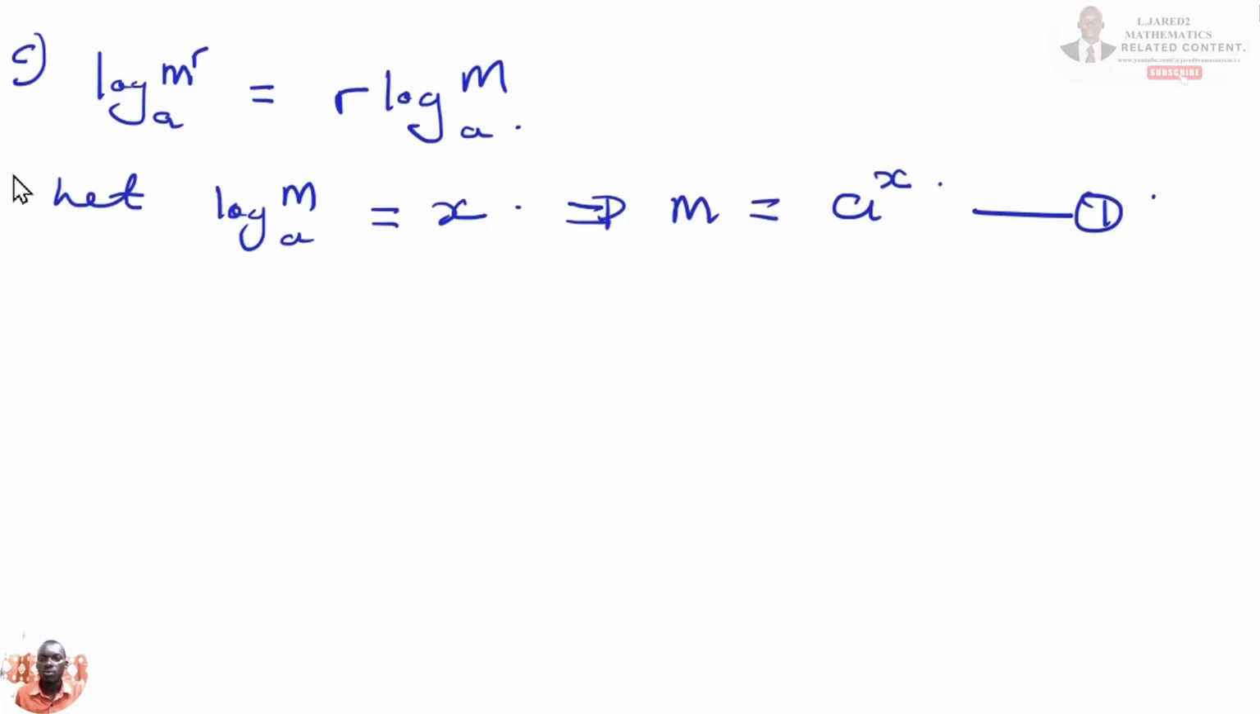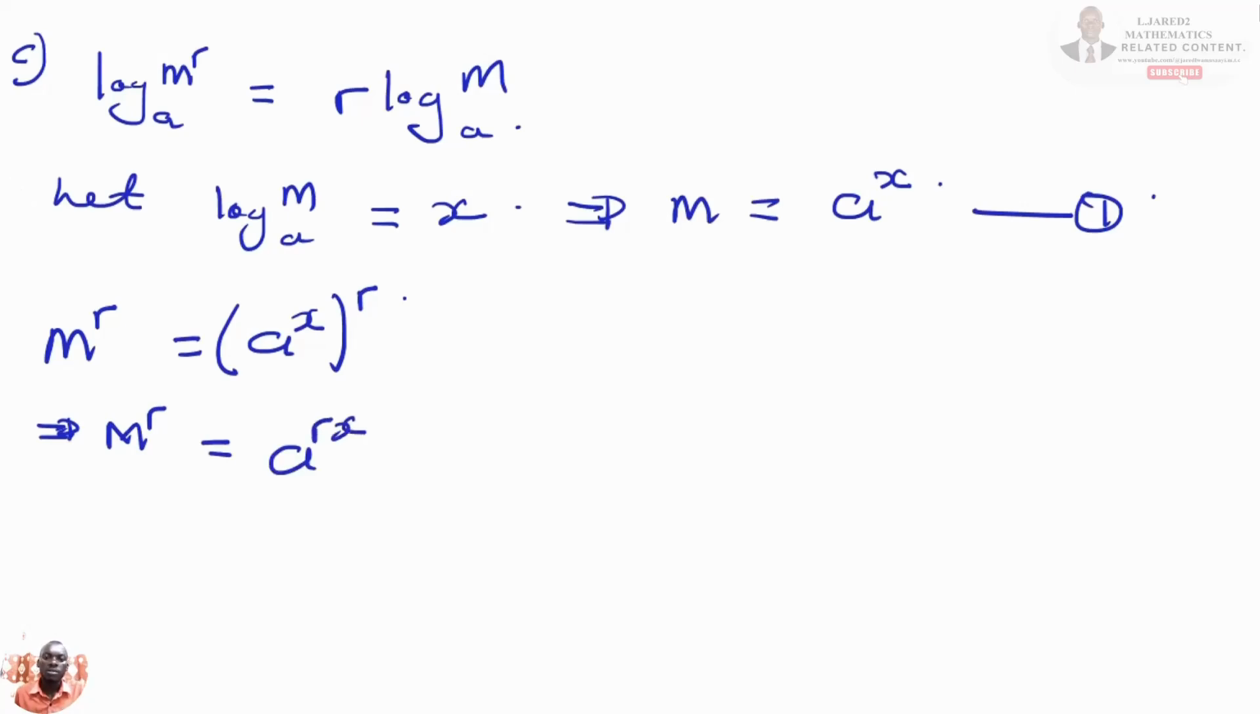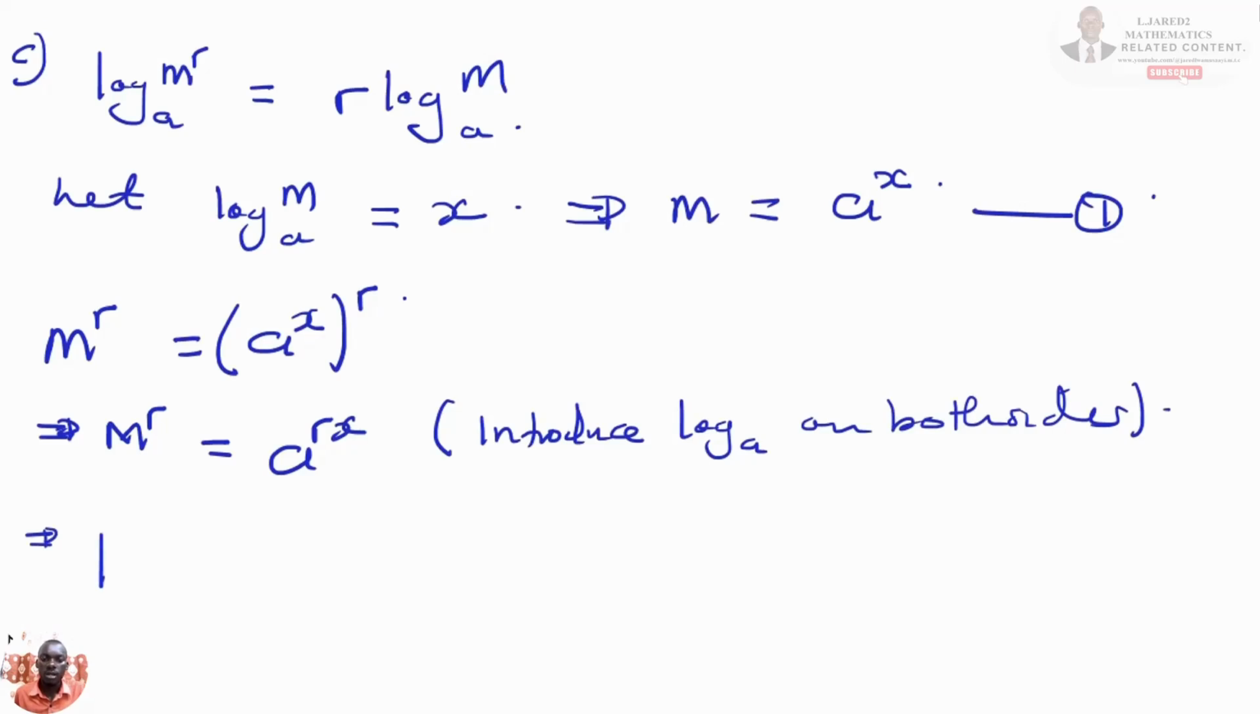What we are going to do is power equation 1 by r. So it means that we are going to have m raised to power r being equal to a raised to power x, but the whole of it has another power which is r. So this implies that we have m raised to power r equaling, as for the rules of indices, a raised to power rx. So from here we are going to introduce log base a on both sides. So this implies that I'm going to have the log of m raised to power r of base a equaling to the log of a raised to power rx but base a.